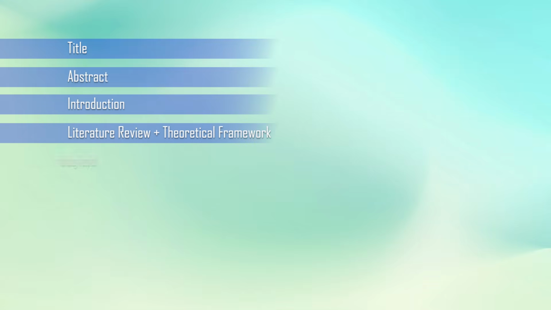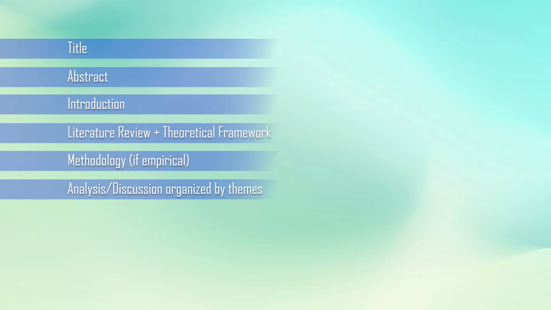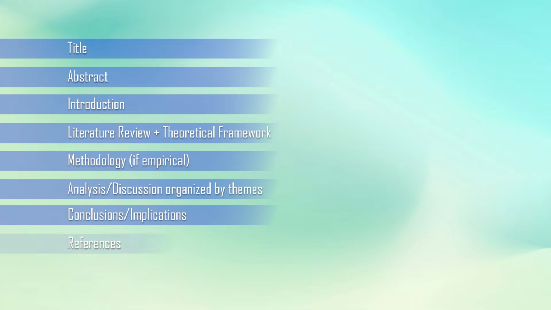Now the IMRAD model may not always apply in the stricter form here. The recommended structure goes from the title, then abstract, then introduction, then literature review with theoretical framework, methodology if it is empirical, then analysis, discussion organized by the themes, then conclusions or implications, and finally the references. So an abstract is a brief summary of the research paper, usually written in 150 to 300 words, that presents the topic, purpose, method, main argument, and significance of the study in one concise paragraph.